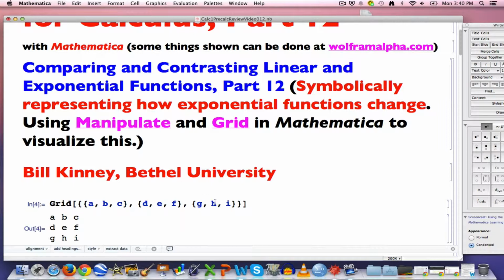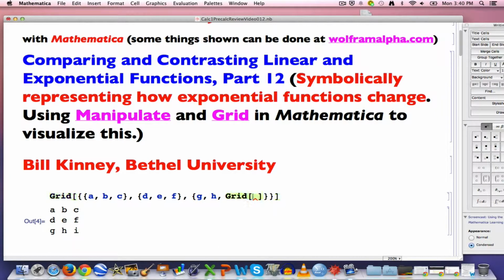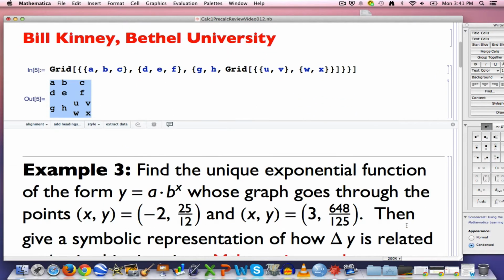I can even make grids within grids, matrices within matrices. For example, I can replace this I with a grid. Let's make a 2 by 2 matrix in place of I where I have U and V in the first row and W and X in the second row. There we have it. This 2 by 2 grid is the lower right corner of the overall 3 by 3 grid. Hopefully that's pretty clear. Alright, on to the math.